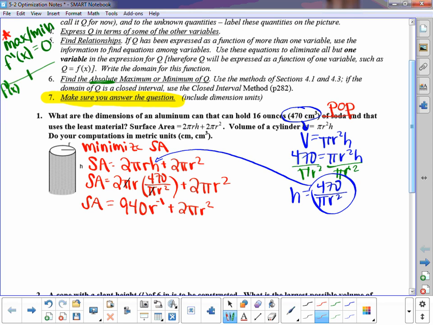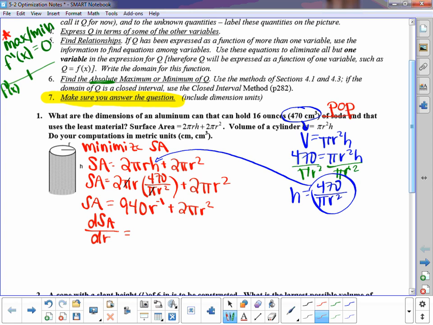Now when we go to do our derivative, it's going to be much nicer, much easier. It's just in terms of one variable. Alright, so again, in order to find when the minimum happens, I need to take my derivative and set it equal to 0. You can use different notation. You could say SA prime because we're doing the derivative. Personally, I like to use this notation because it lets me know that I'm taking the derivative with respect to r. So I'm just taking the derivative of my surface area equation with respect to r.